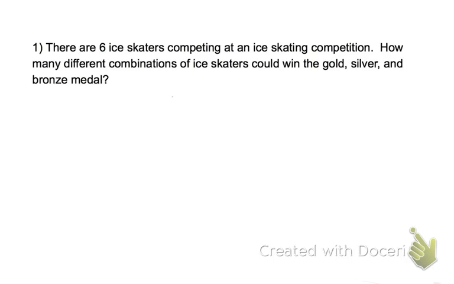Alright, number 1. There are 6 ice skaters competing in an ice skating competition. How many different combinations of ice skaters could win the gold, silver, and bronze medal? Since there is a place for each of the ice skaters by winning gold, silver, and bronze, that means there is going to be an order to this problem, which means this is going to be a permutation. So there's 6 total skaters, and we're going to permutate 3 of them because there's 3 places the ice skaters could win. If you put this in your calculator, you'll end up getting 120.